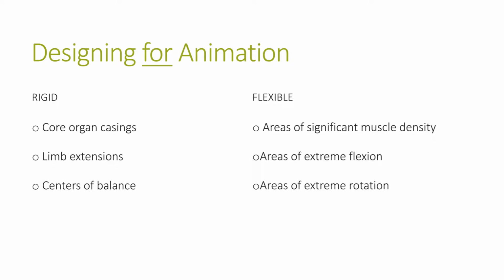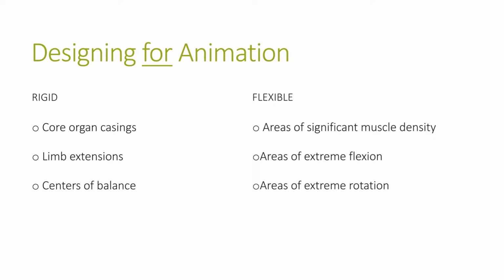And our centre of balance, so that pelvis is really important. That's where we balance. And I'm going to show you an example of a centre of balance that's not the pelvis and how that changes the way a character moves and the way the character is designed. Then we've got the flexible areas, so areas of muscle density around the midriff. And then we've got areas of extreme flexion and extreme rotation, and they are not the same.